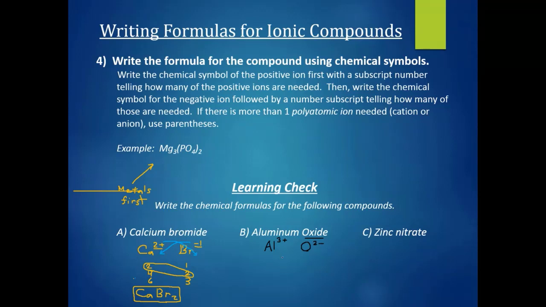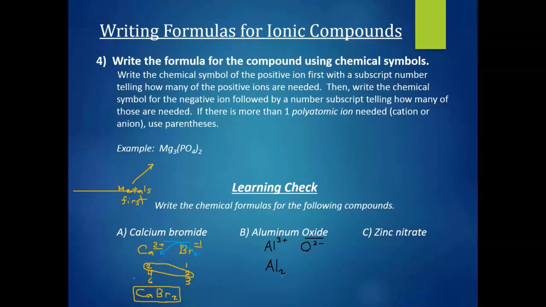So now I have my ions. The lowest common multiple of 3 and 2 is what? 6, exactly. So since the lowest common multiple is 6, how many aluminums do I need to get a total charge of 6? 2, exactly. And 3. So 2 aluminums, so I'll put Al and then I'll put a little subscript 2.